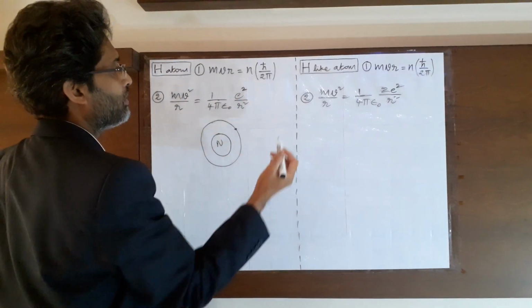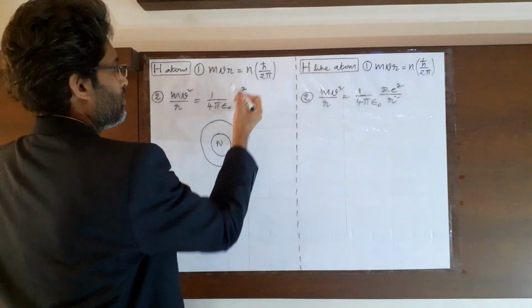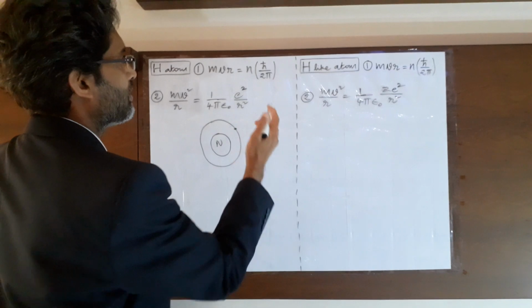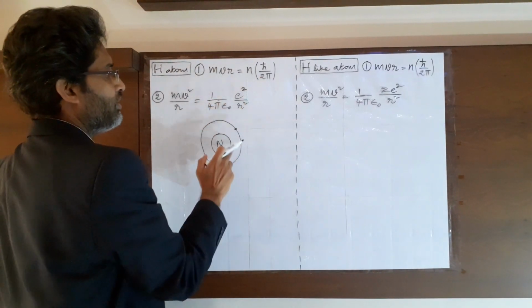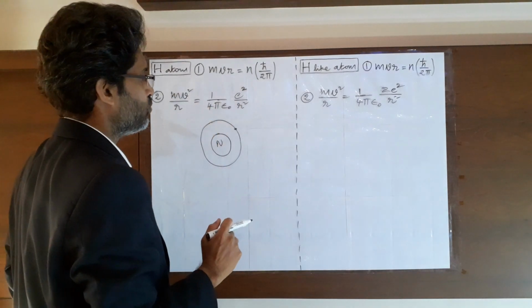the principal quantum number. You can simply consider that as the order of the orbit, first orbit or second orbit, first energy level or second energy level, like that. If it is ground state, n will be 1, first excited state, n will be 2, like that.